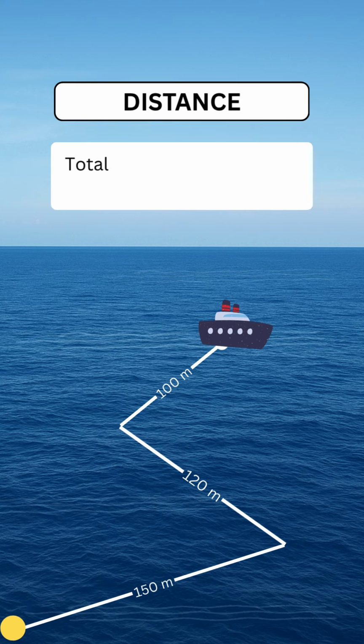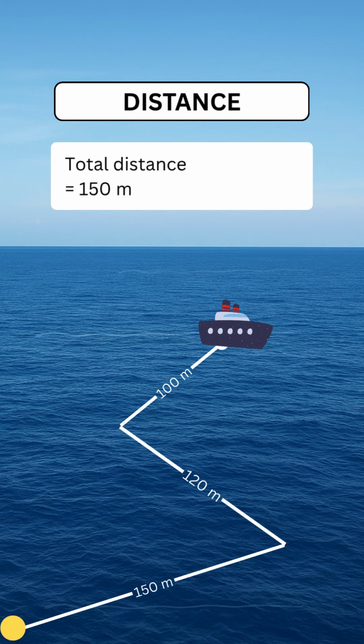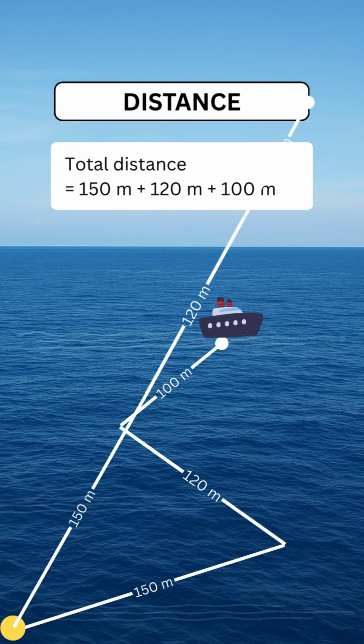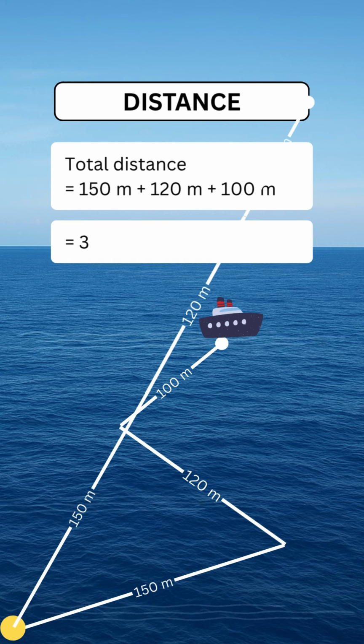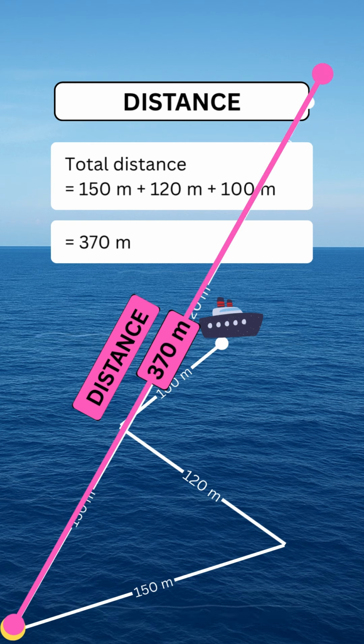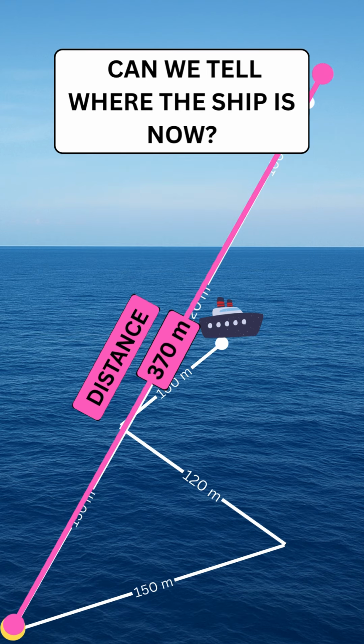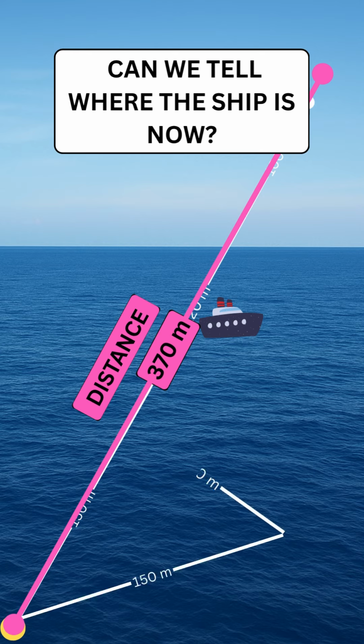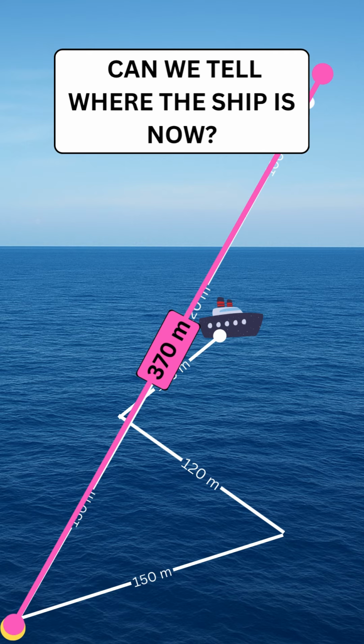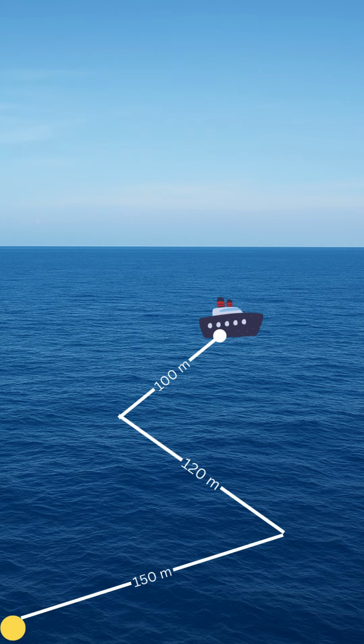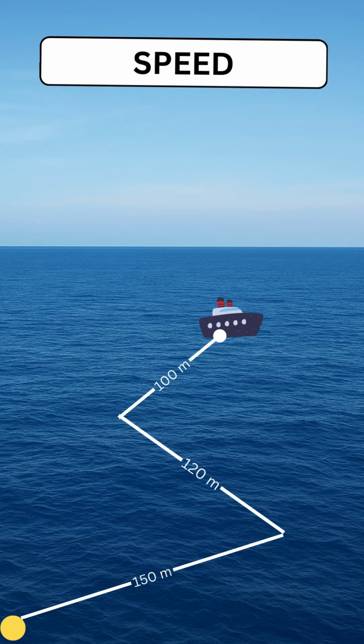So, the total distance covered by the ship is 150 plus 120 plus 100 equals 370 meters. Now, here's a question. If the ship has traveled 370 meters, can we tell where the ship is right now? Not really, because distance only tells us how much path the ship has covered, not where it is from the starting point.